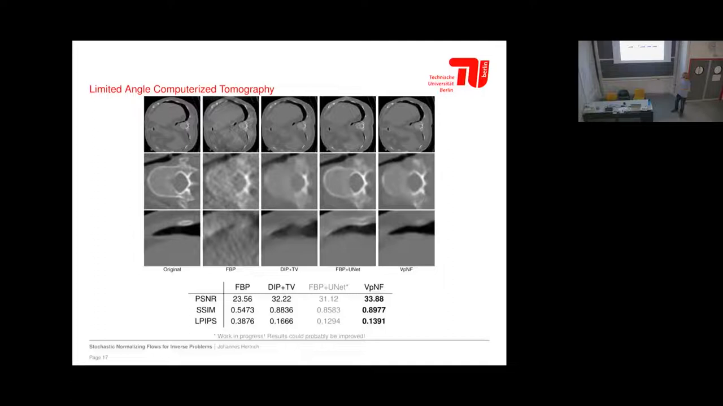The first one is PSNR and SSIM, I think well known. And the LPIPS is something which is based on extracting features from a network which is trained for classification. So it uses deep features and compares deep features of the reconstruction and the ground truth image. It's a learning-based loss function, and I think it's often used in such cases.